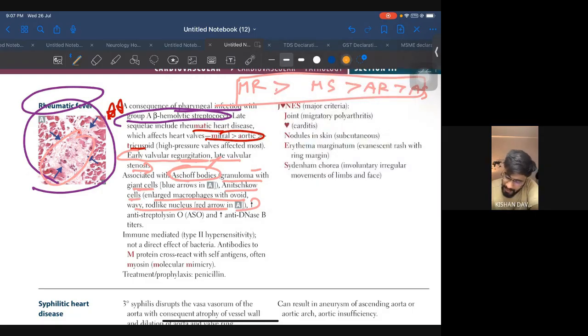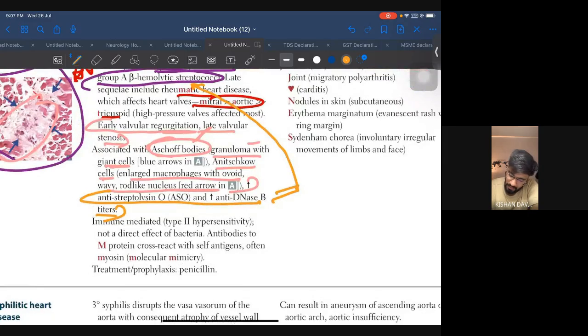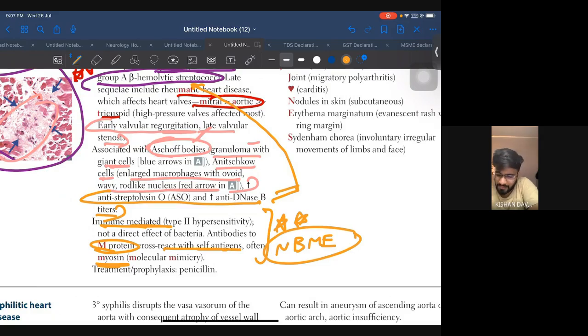Moving ahead. Anti-streptolysin O and anti-DNase B titers. This is the diagnosis for group A beta hemolytic streptococci. Now, if it is immune mediated, antibodies to M protein cross-react with self antigen, often myosin. Remember this. Actually, one question was there in NBME regarding this. So just go through it.